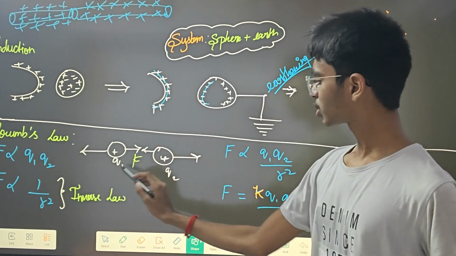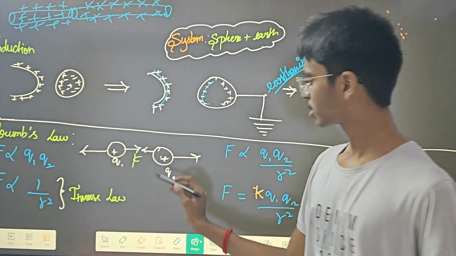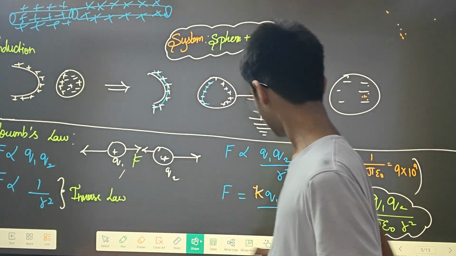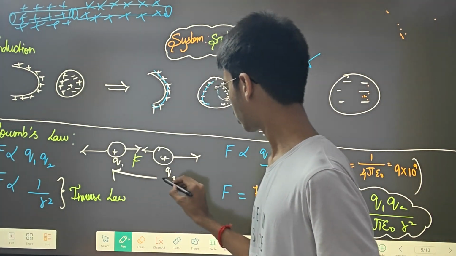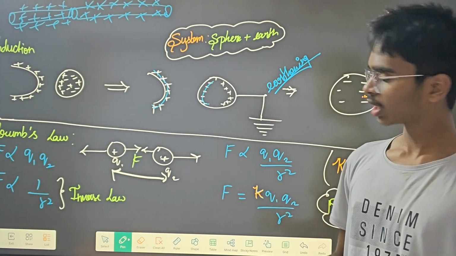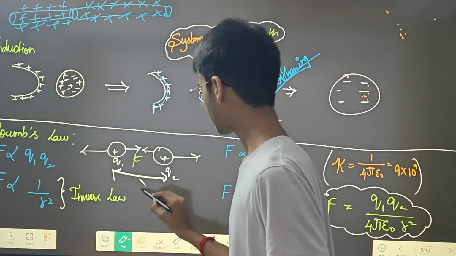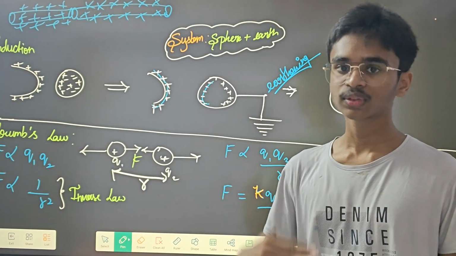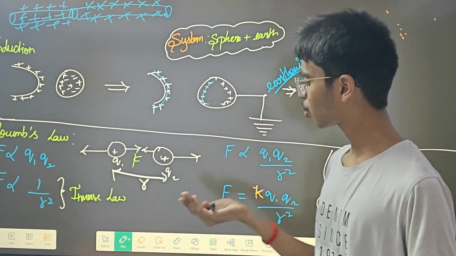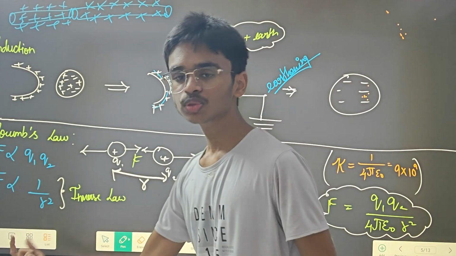Okay, so next, the force is actually inversely proportional to the square of the distance. For an example, this is q1 and this is q2. Then automatically there will be some distance between them, right? So from here to here, there will be some distance, and let us consider that this distance is r. If this distance is high, then that means this force will be very less.